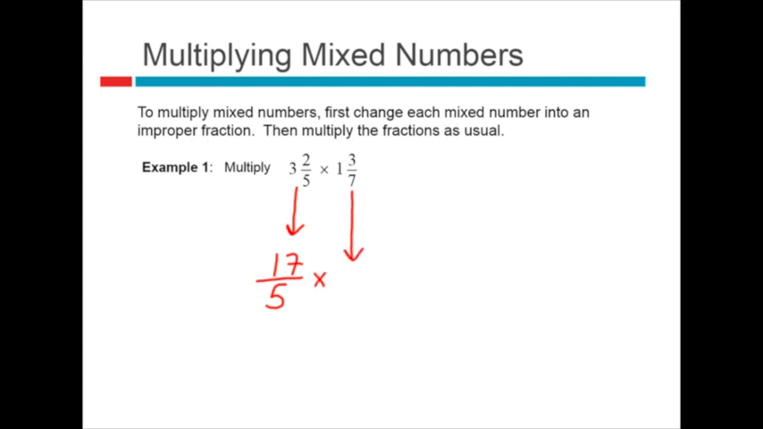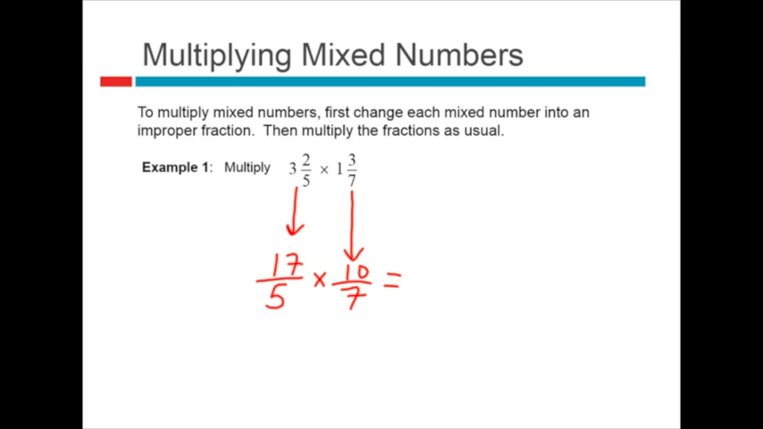And now the second fraction, 7 times 1 is 7, plus 3 is 10, and the denominator stays the same as 7. So we've done the first step. We've changed our mixed numbers into improper fractions. And then we can just multiply the fractions as usual, which is just multiplying across, multiplying the two numerators together and multiplying the two denominators together.